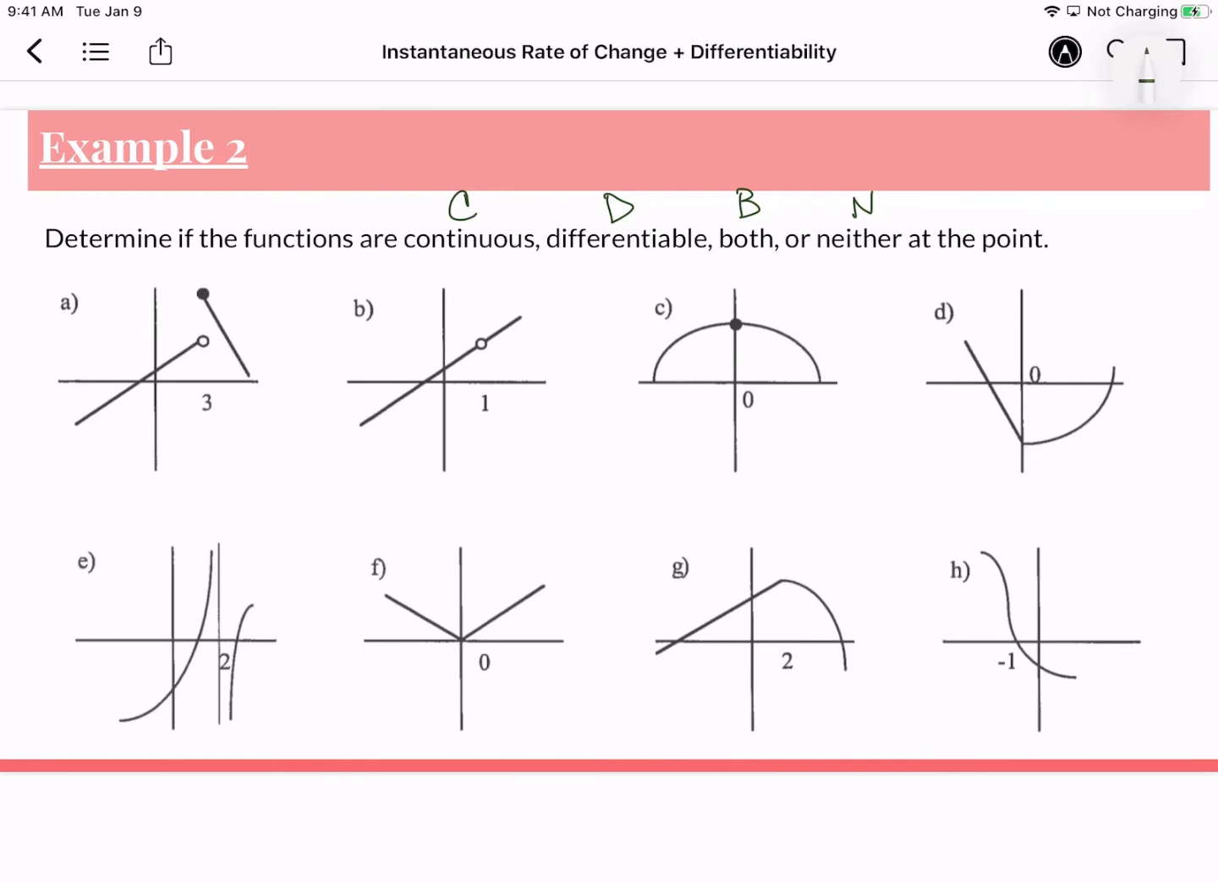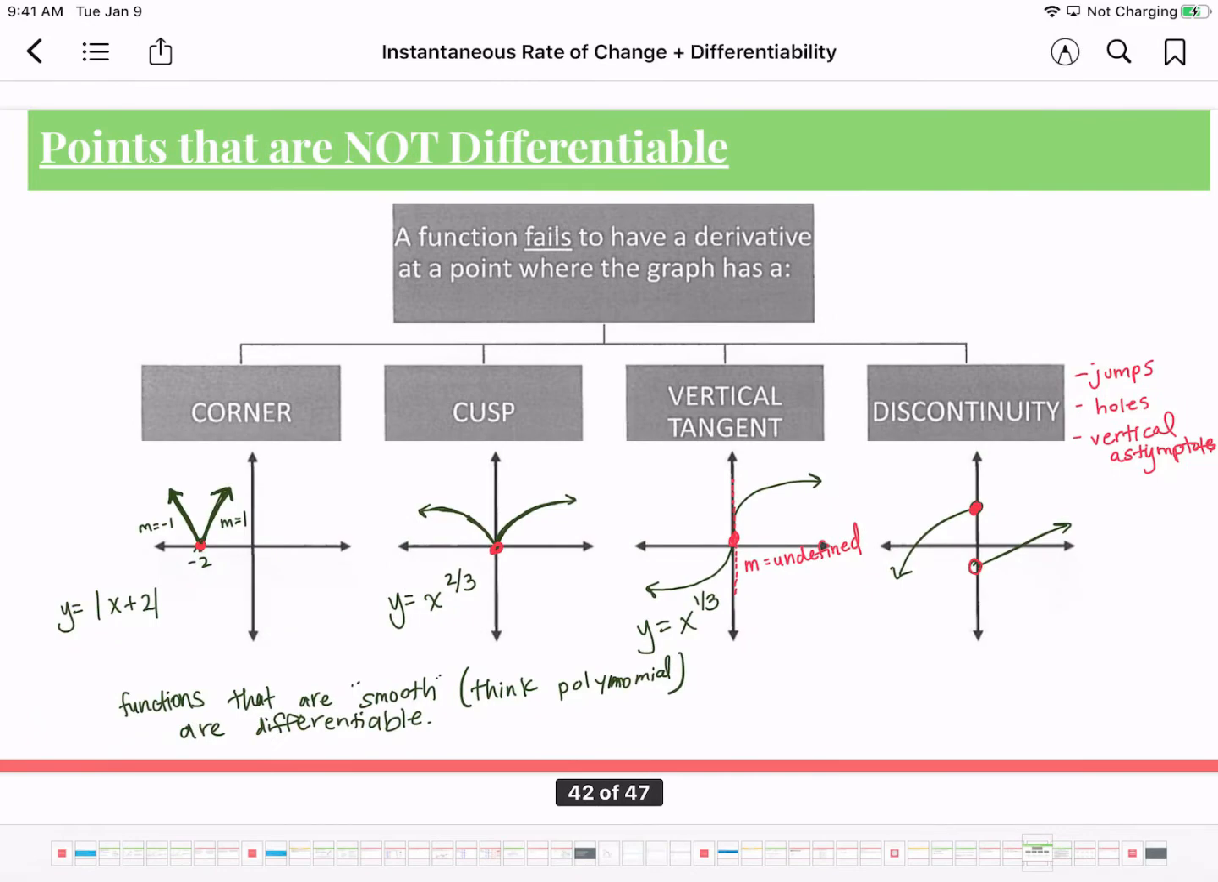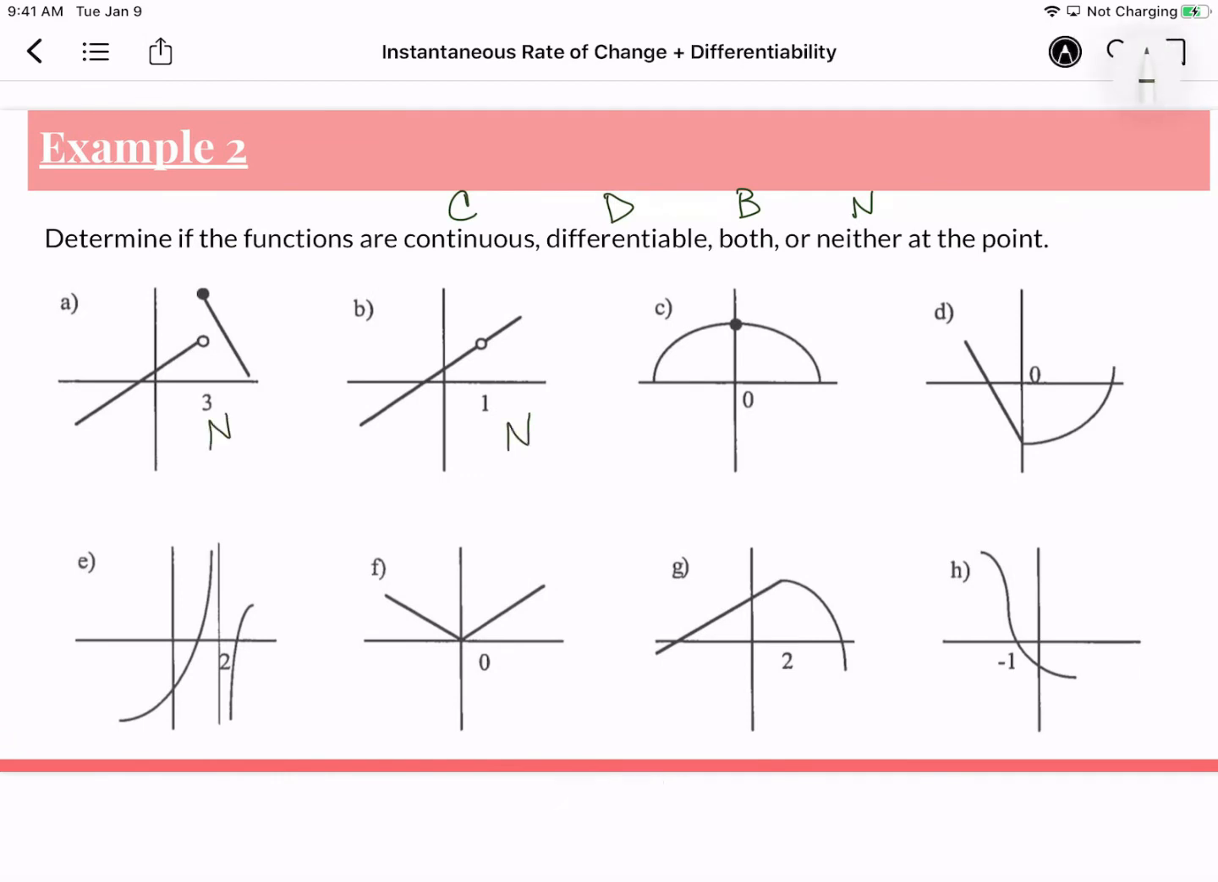So the first two, A and B, those are not continuous. They're just absolutely not continuous. They've got a jump and a hole. So if it's not continuous, it's automatically not differentiable because if there's a discontinuity, it fails to have a derivative. So these two are neither. Can you see any other graphs that are like A and B that are neither because they are not continuous? Do you see any other ones like that? Correct, E. E has a vertical asymptote that is not continuous, which means it's not differentiable. So those three are neither.